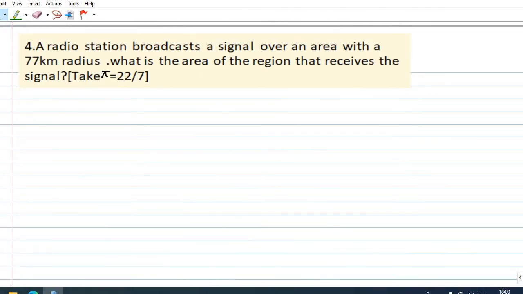Listen. A radio station broadcasts a signal over an area with 77 kilometer radius. What is the area of the region that received the signal? Here I am going to take pi equal to 22 by 7. Okay, so the radius is what? Listen.